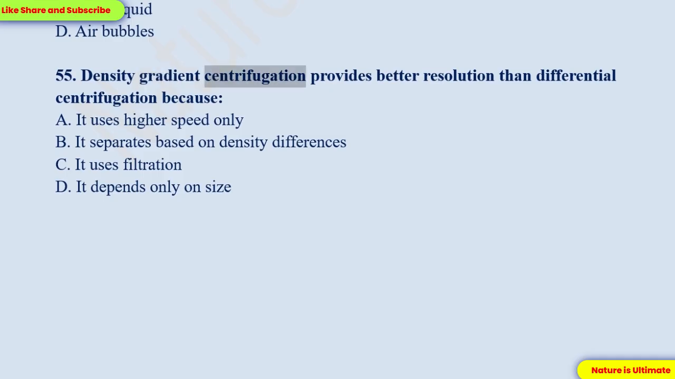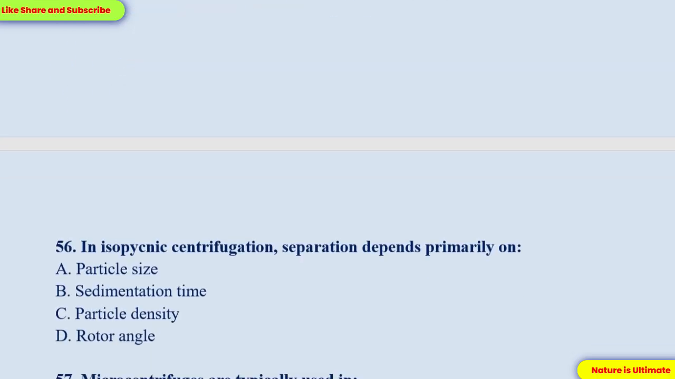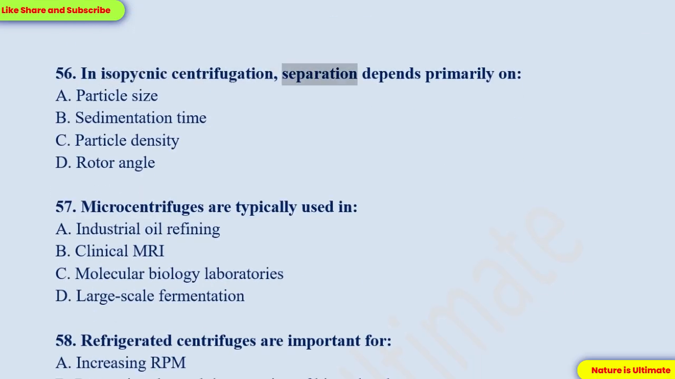55. Density gradient centrifugation provides better resolution than differential centrifugation because: A. It uses higher speed only. B. It separates based on density differences. C. It uses filtration. D. It depends only on size. 56. In isopycnic centrifugation, separation depends primarily on: A. Particle size. B. Sedimentation time. C. Particle density. D. Rotor angle.